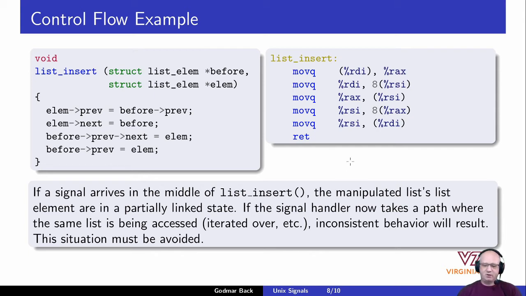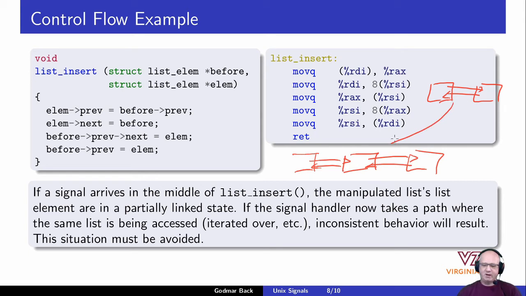So if you recall your doubly linked list, you have these list elements in here, and the link pointers are sort of like this. Inserting into a list, you have two list elements that are originally like this, and you want to insert a third one from here to there. This involves adjusting four pointers. How this is done is shown here on the left, the C code, which compiles to the assembly code on the right.